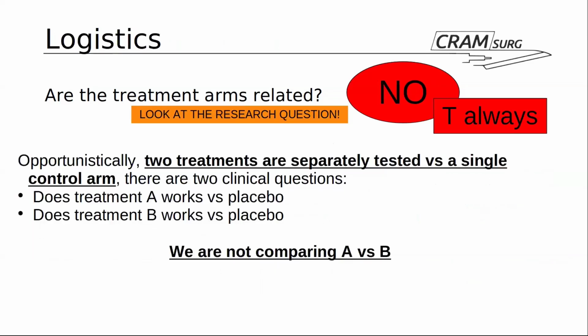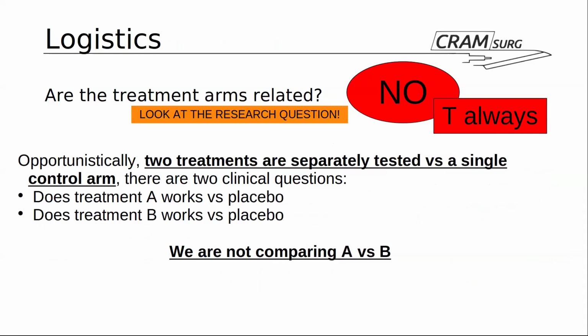Let's move on to a different type of reason to do this trial: logistics. Now, in this case, the treatment arms are not necessarily related to each other. And again, you've got to look at the research question to figure this out. What do I mean? For an opportunistic reason, there are two treatments that are available, and they are separately tested versus a single control arm. But the control arm is recruited at the same time, to compare with both treatments.